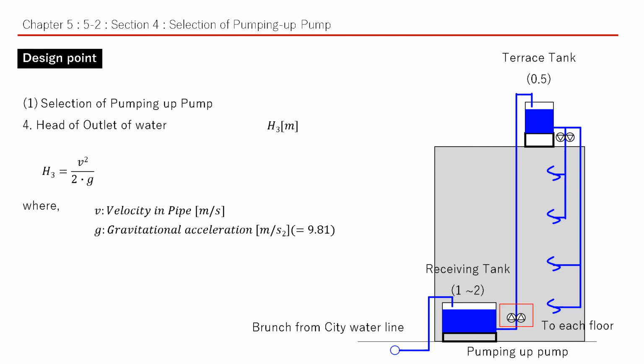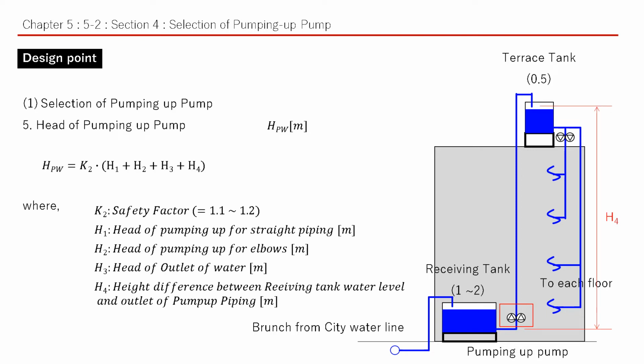H3 is head of outlet of water. This is the loss caused when flowing out from the pipe to a large tank. This formula is for water only and is simplified for practical purposes. We calculated H1, H2, H3.